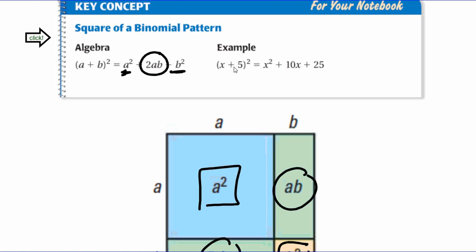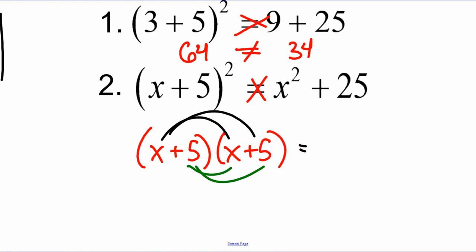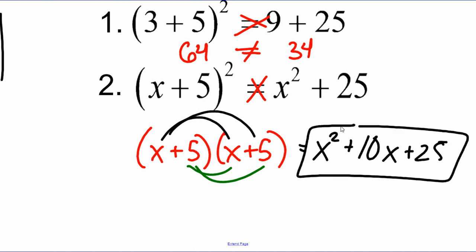So for example, if I had x plus 5 quantity squared, I get x squared and I get 25, but I will also get a 10x in the middle. So when I multiply this out, I'm going to get x squared, 5x and 5x makes 10x, and 5 times 5 makes 25 at the end. That middle term is always the double of the other two parts of each individual binomial.